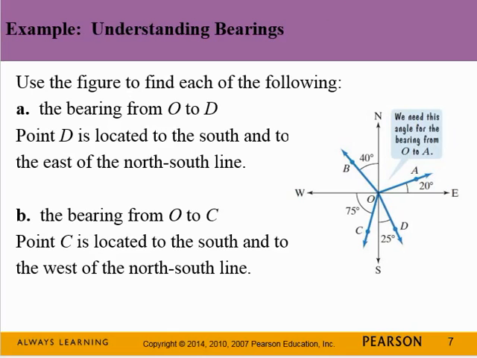So let's look at an example. Part A says the bearing from O to D. So O is your center and you're going to D. What is your bearing of this? So you have O going to D, so that's your south. O to D is 25 degrees, and it's going to the east. So it's S25E.